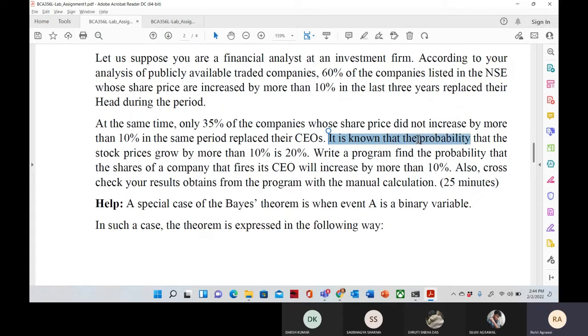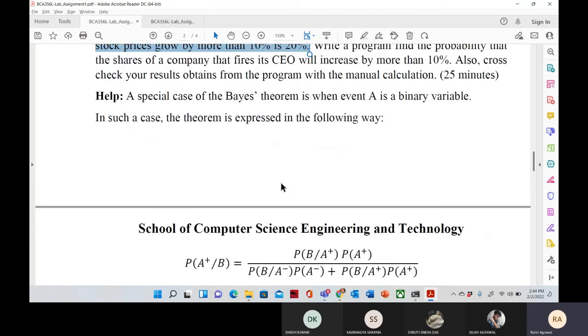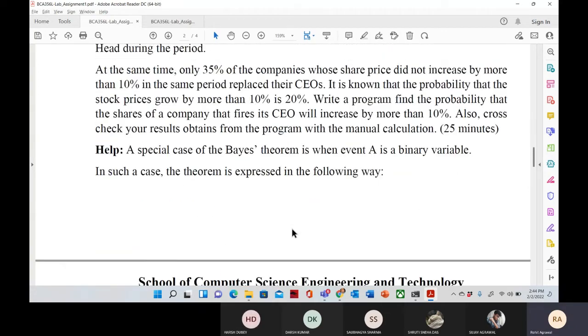Now in the question, it is given that the probability that the stock price grows by more than 10% is 20%. So P of A plus is 20%, that means 0.20. And P of A minus will be 1 minus P of A plus, that means 1 minus 0.20. So this data is given, don't be confused about it. More than 10% is the event, and 20% is the probability.